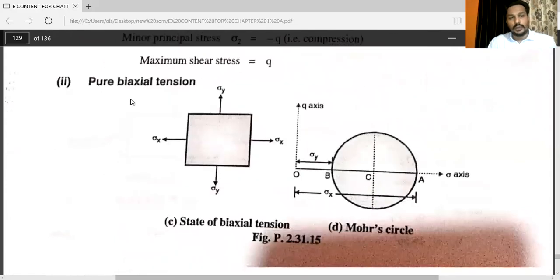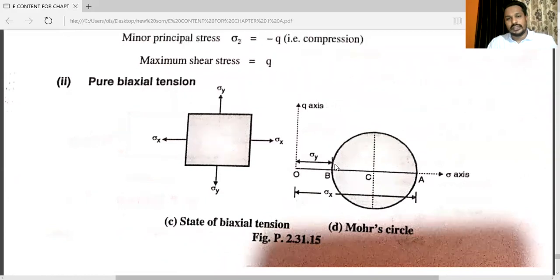Here you can see the pure biaxial tension. Sigma x and sigma y are given. Here sigma is on the x-axis, Q on the y-axis. That is the state of biaxial tension. You can see the Mohr circle.